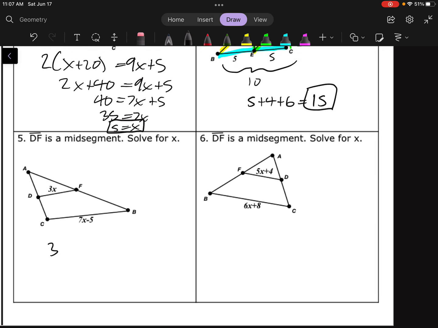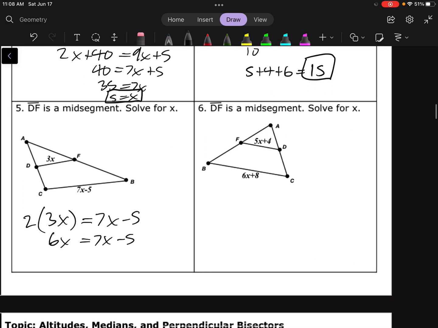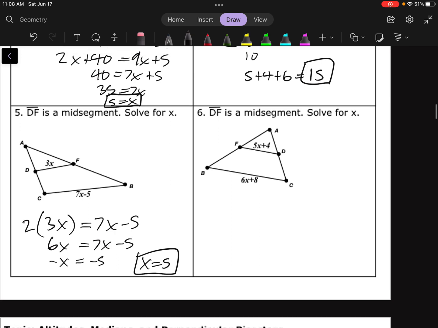Then we got to do a little times 2 business here. Should take 3x's to equal 7x minus 5. That's 6x is equal to 7x minus 5. If I subtract the 7x, I get negative x is equal to negative 5, which means that x is positive 5 if you divide by negative 1.